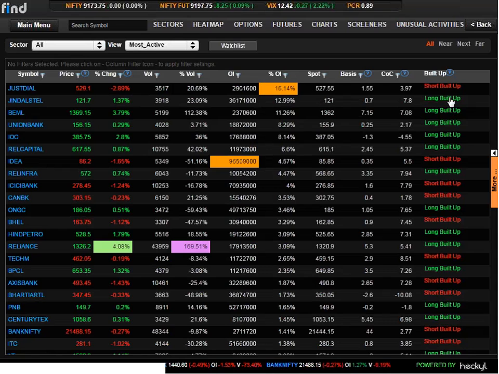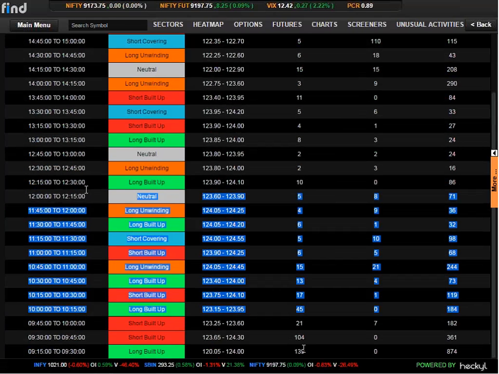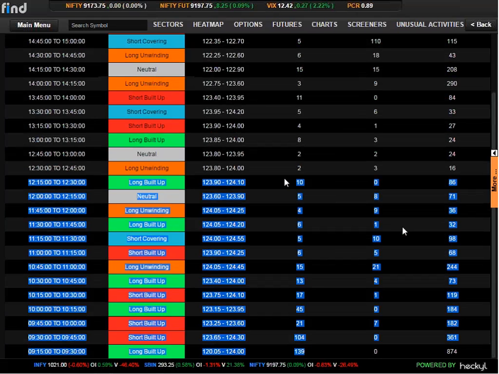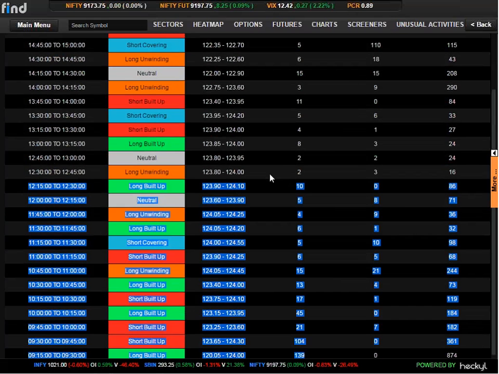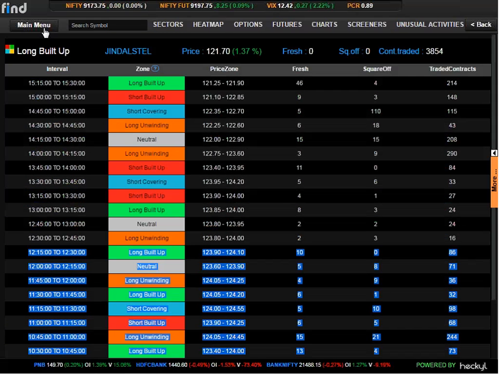Now, Jindal Steel has also shown a long build up, but studying this data, it becomes difficult to know which kind of position has actually got added. So not all the stocks highlighted will give you conviction to buy or sell, but you will get enough stocks. If you have a universe of 20-30 stocks, you will at least get a couple of stocks a day, maybe 4 or 5, to take a trade upon and see a decent run up in your trade.